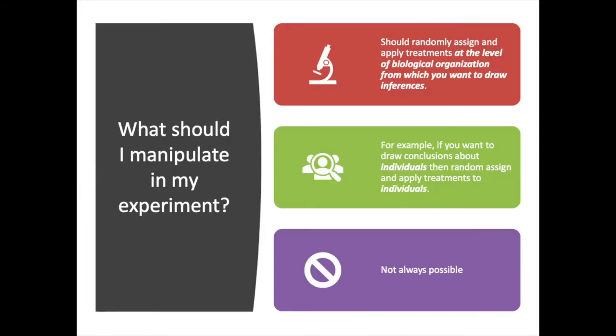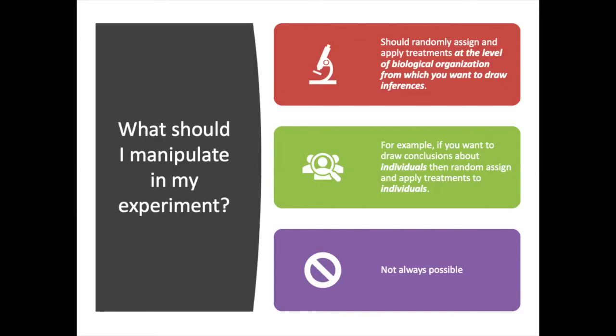So in addition to paying attention to how we allocate subjects to treatment groups, we also need to pay careful attention in experiments to what it is that we actually manipulate. As a general rule of thumb, it's really important to pay attention to what the entity is that you want to draw your conclusions about, and to perform your manipulations and apply your treatments at the level of biological organization that corresponds with the thing you want to draw your conclusions about.